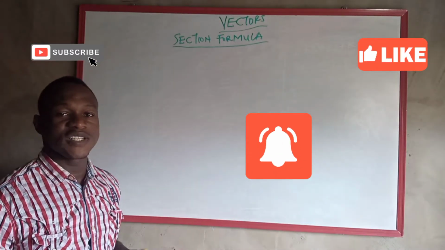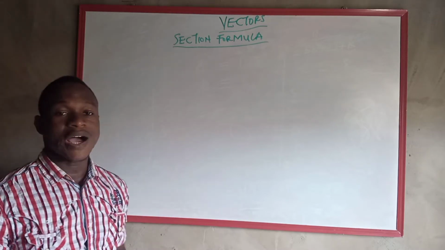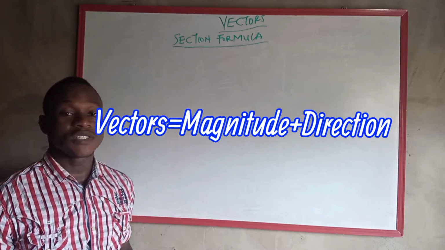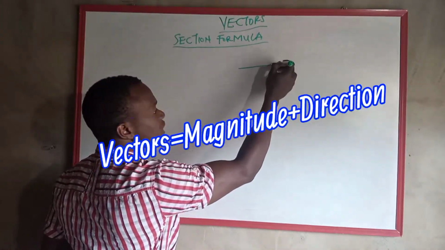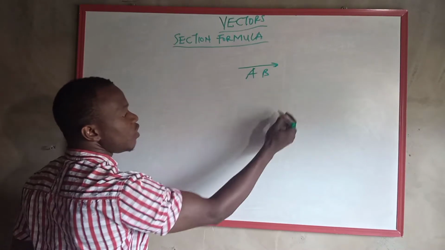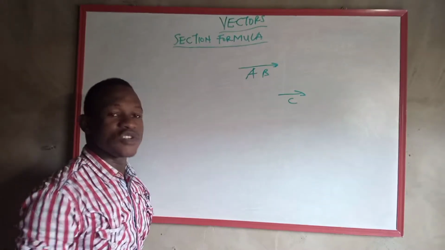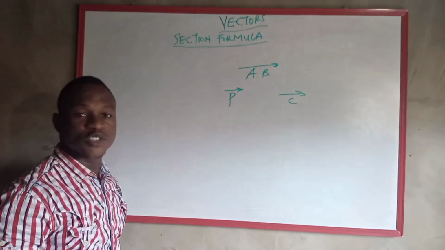Particular session of our child learning area. Today we'll continue with vectors. We explain what vectors are. Vectors are quantities that have both magnitude and direction. Most times they're represented with an arrow to show a vector. So you can say vector A, B or vector C. Once you see the symbol, let me say P with the arrow, it shows that it's a vector quantity.